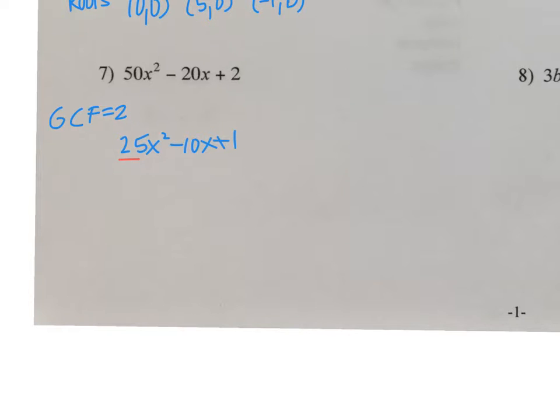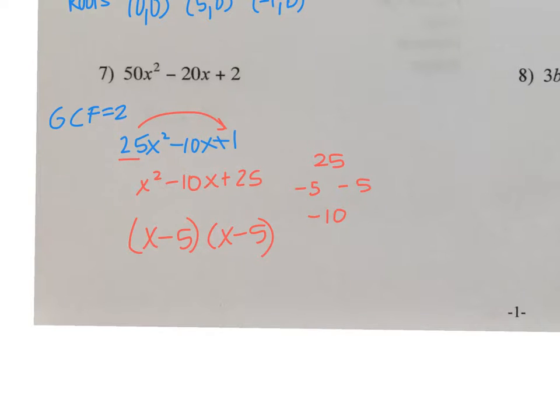And now this 25 is no longer a GCF, so I've got to move it to the end. Remember, the arrow is going to help you not forget something later. So x squared minus 10x plus 25. Now I'm trying to come up with two numbers that multiply to give me 25 and add to give me negative 10. Those two numbers are going to be negative 5 and negative 5. So x minus 5.